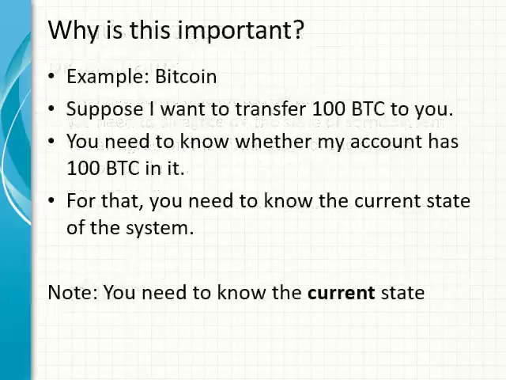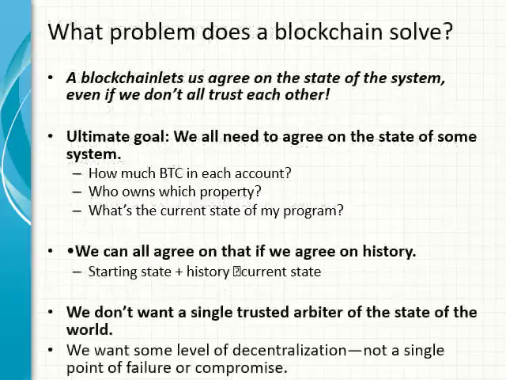So for this we will take the example of Bitcoin. Suppose I want to transfer 100 Bitcoins from my account. So first I should know the state of my system. I must have 100 Bitcoins in my account, and then I can transfer these Bitcoins to the receiver. So in this you must know the current state of the system.